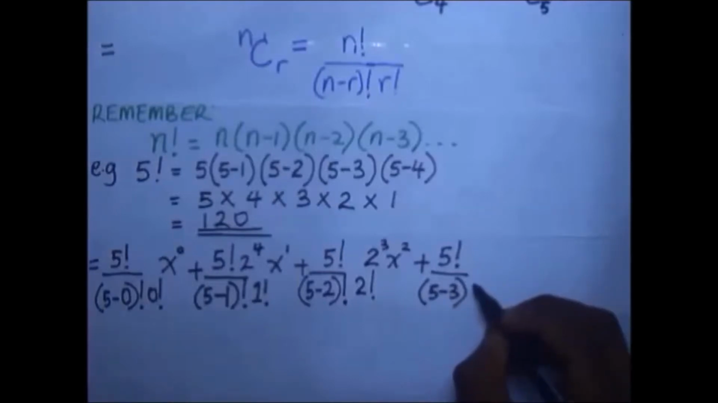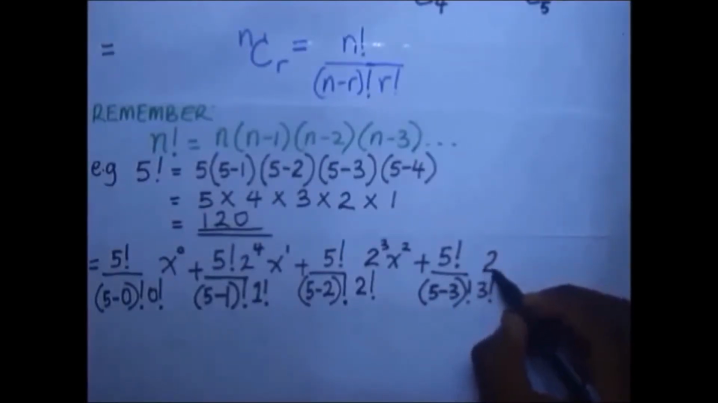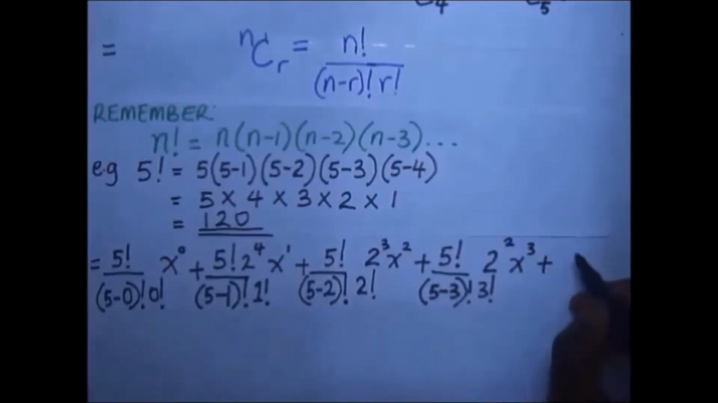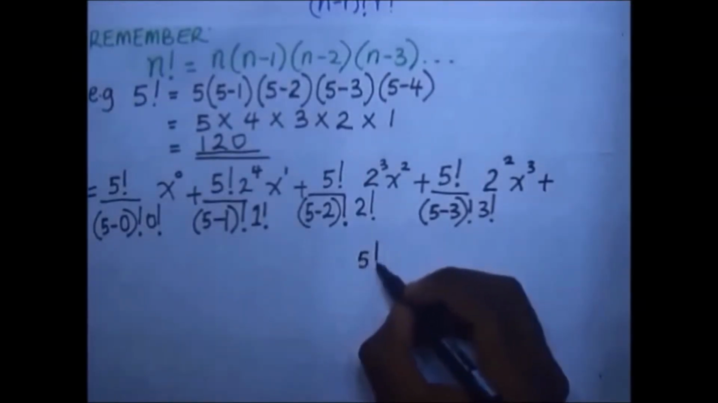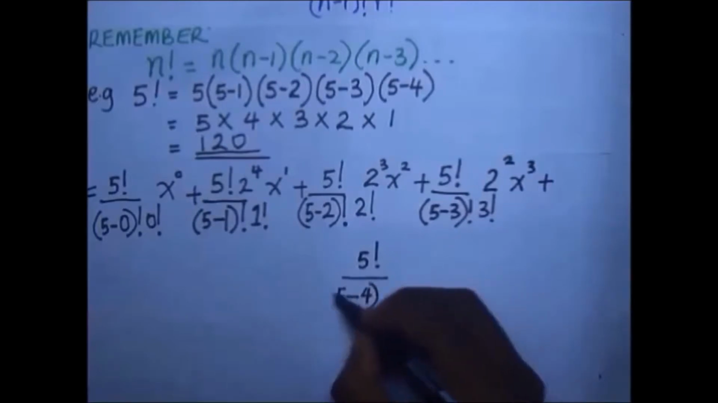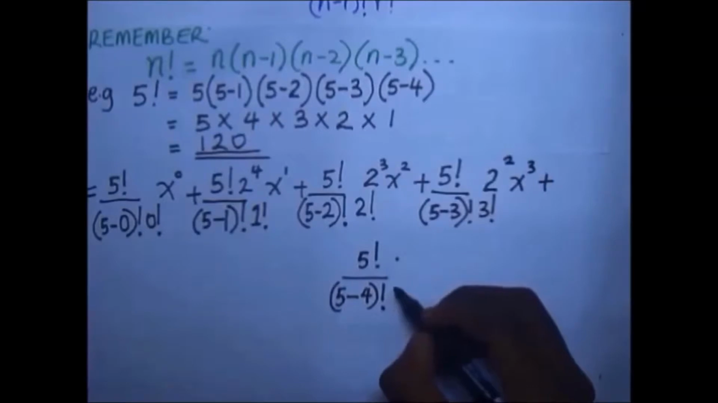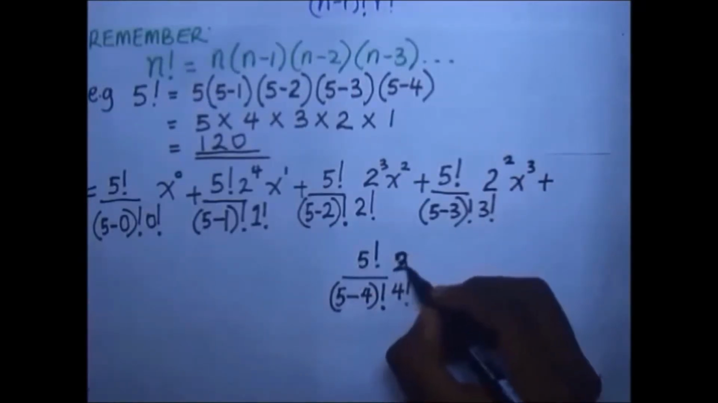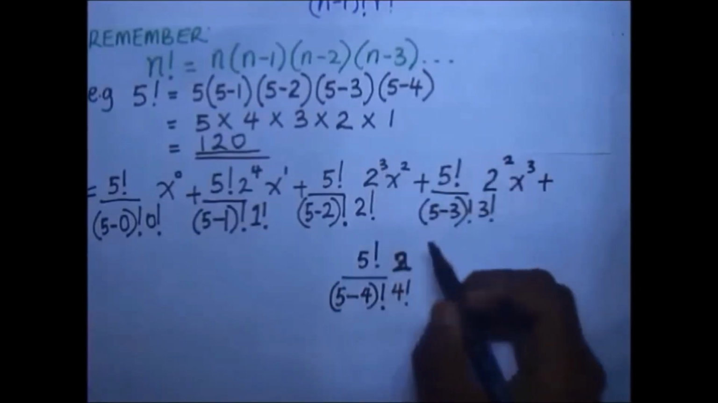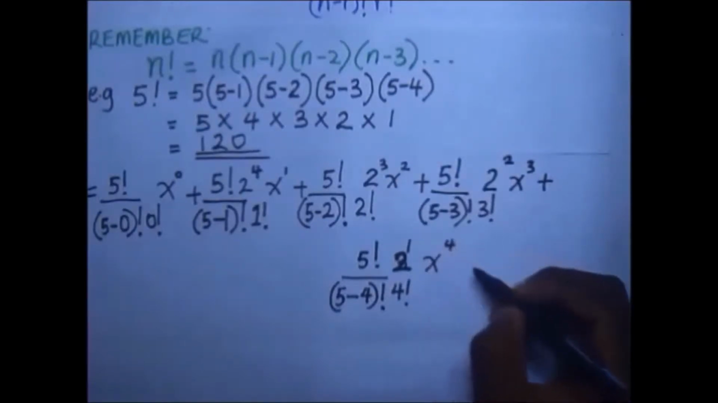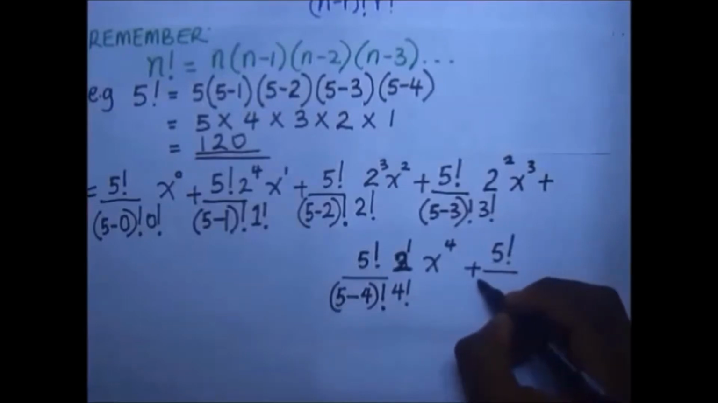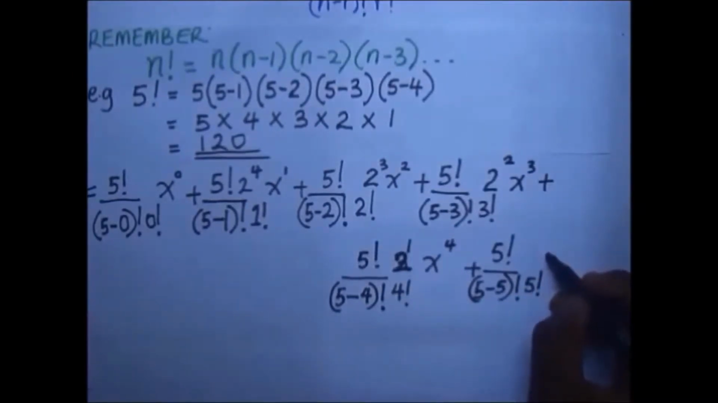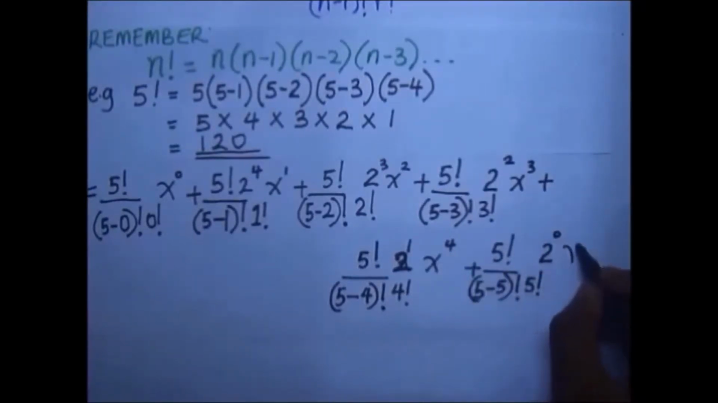5 minus 3 factorial times 3 factorial, that is 2 to the power 2, x to the power 3, plus the other terms we'll write them here, 5 factorial over 5 minus 4 factorial times 4 factorial, that is 2 to the power 1, times x to the power 4, plus 5 factorial over 5 minus 5 factorial times 5 factorial, that is times 2 to the power 0, x to the power 5, like that.